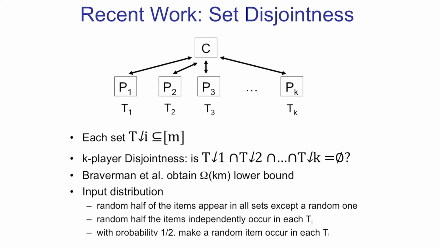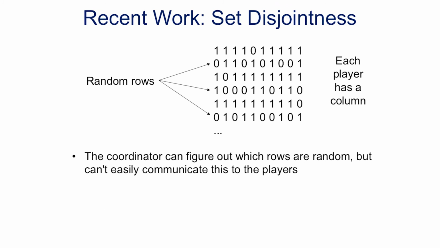So far the input distribution only places measure on instances which are always disjoint. But then, with probability 1/2, you make one of these random items occur in each of the T_i. So this is the hard input distribution.